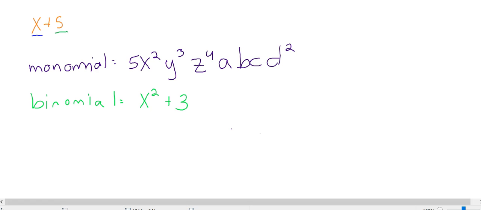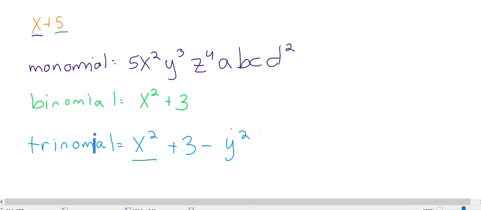You could also have something called a trinomial. A trinomial is something that has three parts to it. It would have, let's say, x squared plus 3 minus y squared. The first part is x squared. The second part is 3. And the third part is y squared. This is a trinomial because it has 3 different parts that are either being added or subtracted from each other. This trinomial is still shorter than the monomial that we wrote above, but this is still a trinomial and the one above is still a monomial because the monomial is nothing being added or subtracted.